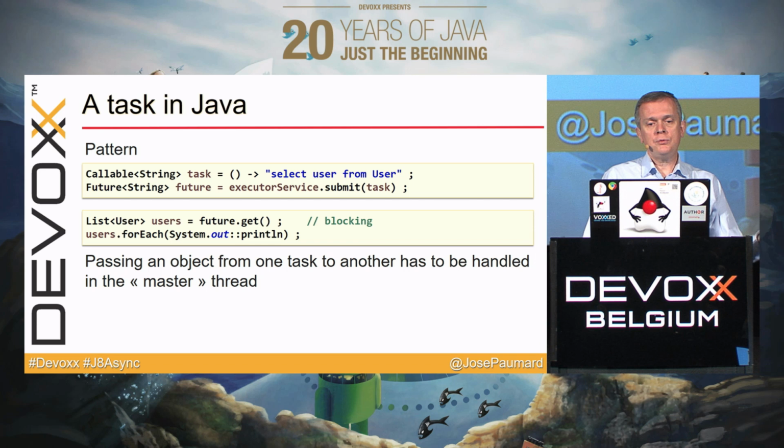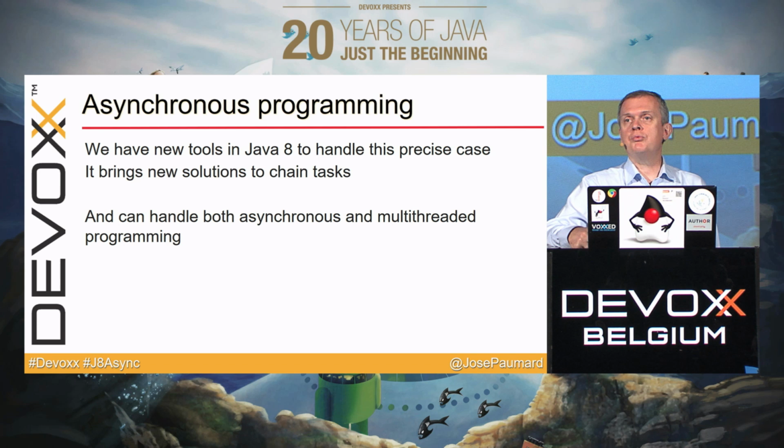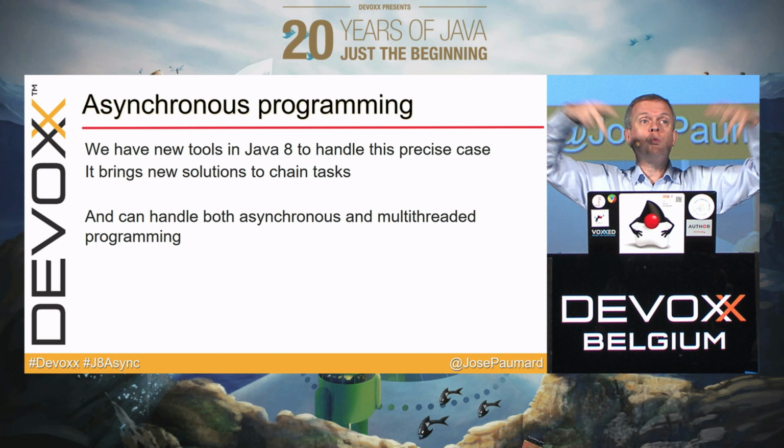So we have a new tool in Java 8 to handle this precise case and to bring a solution to chain tasks. That handles both asynchronous and multi-threaded programming, which is nice because nobody understands asynchronous programming, nobody understands concurrent programming, so when you mix them together, you really get something absolutely impossible to understand.